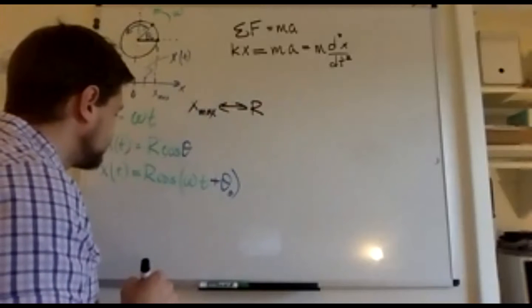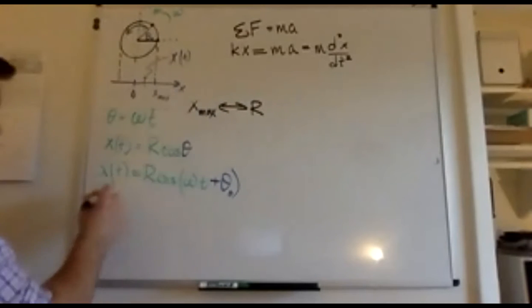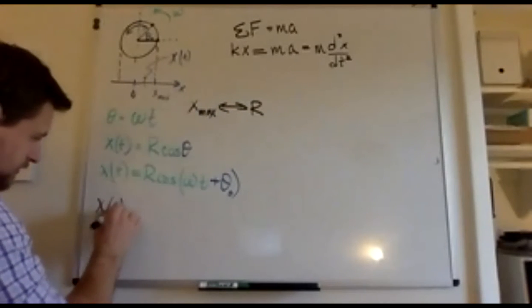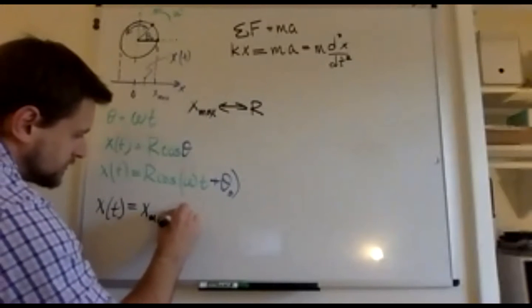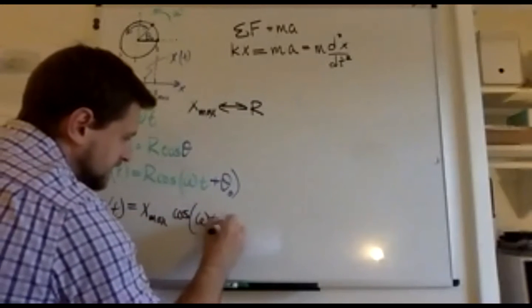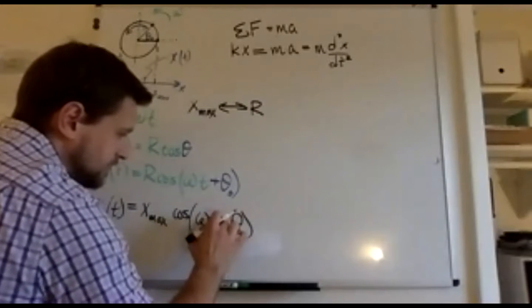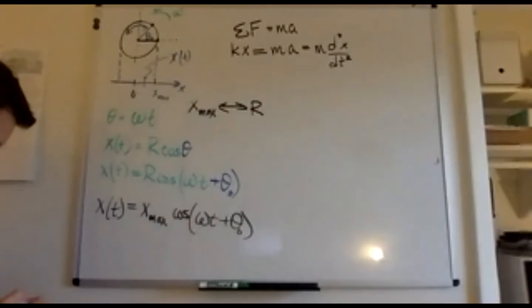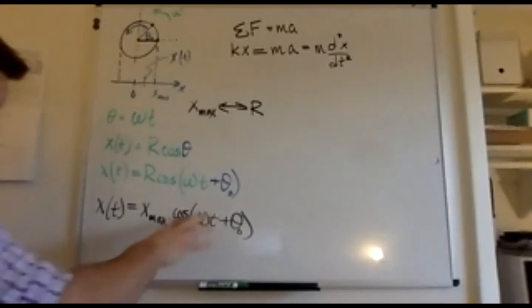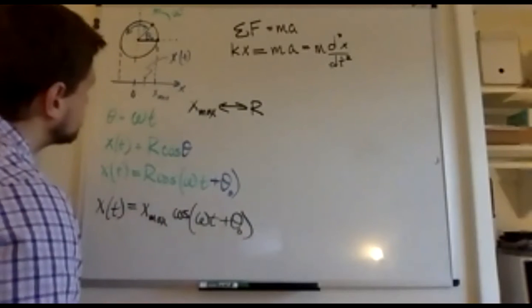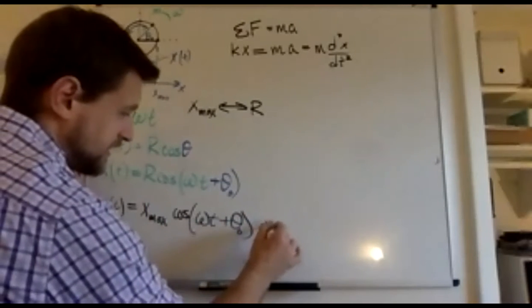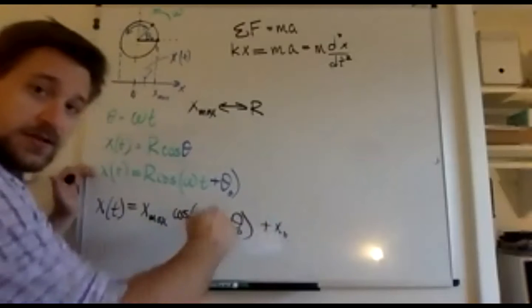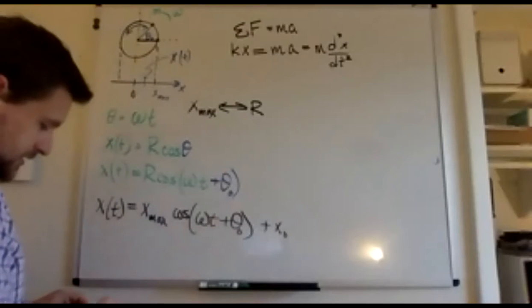Okay. So I'll make that change. X max cosine omega t plus the initial value. Here, I guess if you wanted to shift it, put the origin someplace else, you might need some constant term to shift the function around the graph.